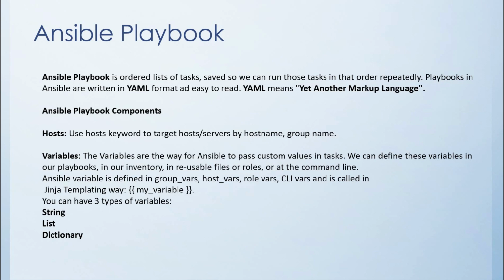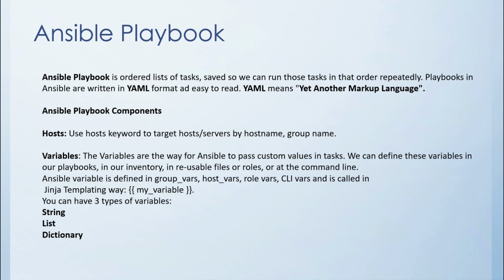Second is variables. And what are variables? Variables are the way for Ansible to pass custom values in a task. We can define these variables in a playbook, in our inventory, in reusable files or roles, or at the command line. An Ansible variable is defined in group vars, host vars, role vars, or CLI vars. We can define the Ansible variables in any of these.